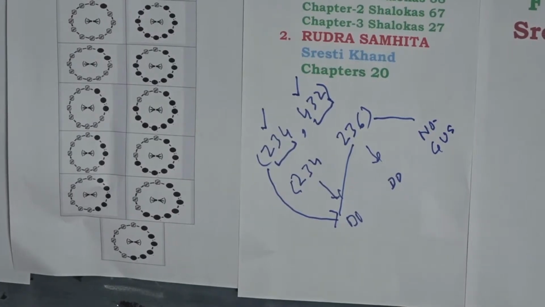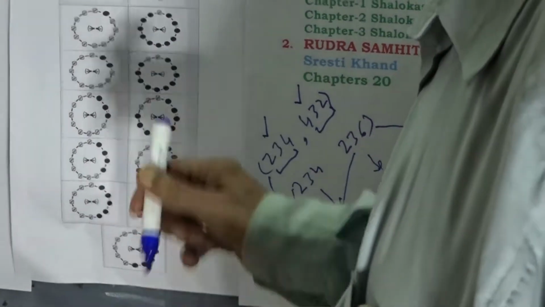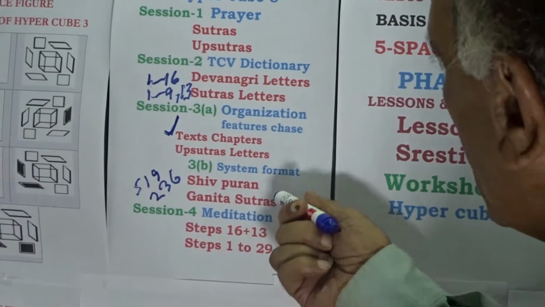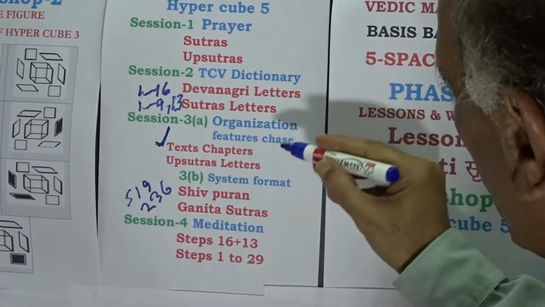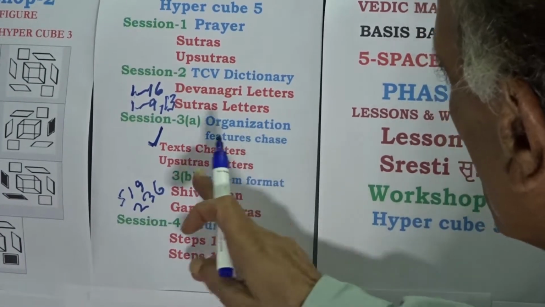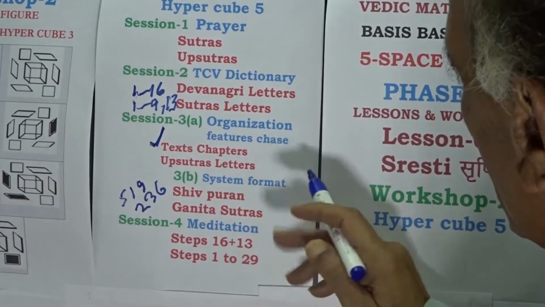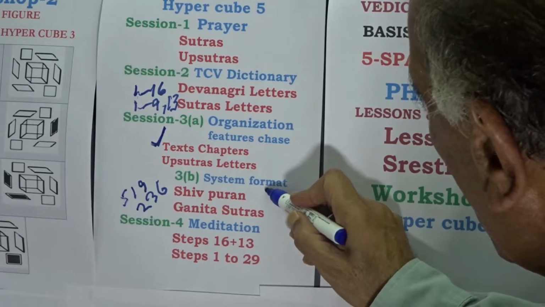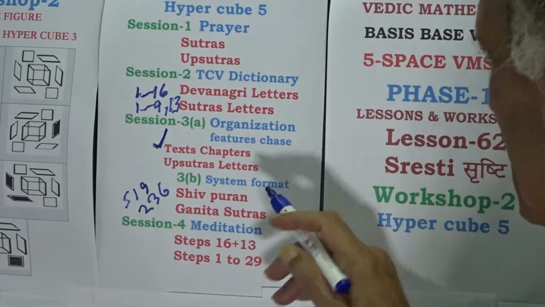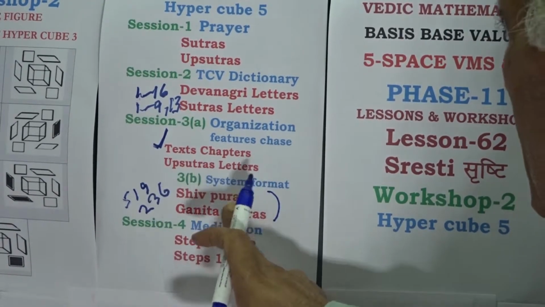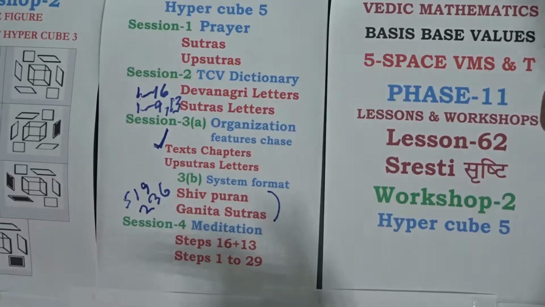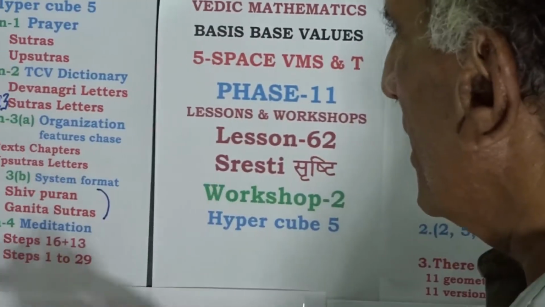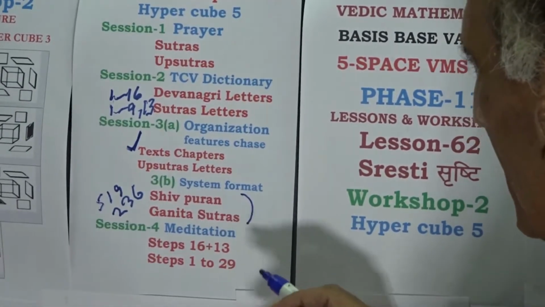Like this, we will be having a focus upon this phase of the workshop. Here the text of the chapters and Upsutras text is to be taken, and then the same is to be compared as a system in the context of the text of Shiv Puran and the text of the Ganita Sutras. And in the final phase of the workshop, we will be concentrating upon meditation.